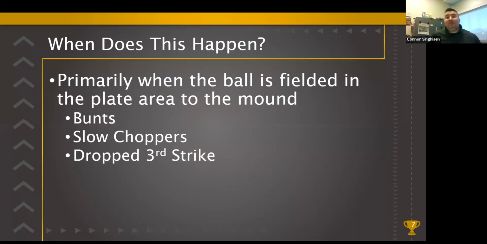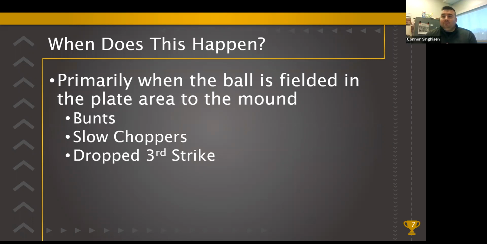So when is this type of play going to happen? While the rule states that it's anytime a throw is being fielded to first base, so anytime there is a potential put out at first base, you're predominantly going to see this become an issue when the ball is fielded in the plate area to the mound. So the area of the plate. So think if you draw lines from the front edges of the mound directly to the foul lines, that area is predominantly where the ball probably is going to be when you have a chance for this to happen, and a chance more likely to be called.